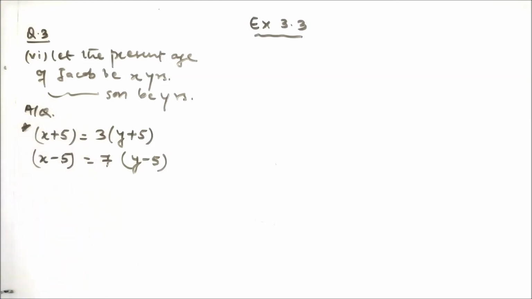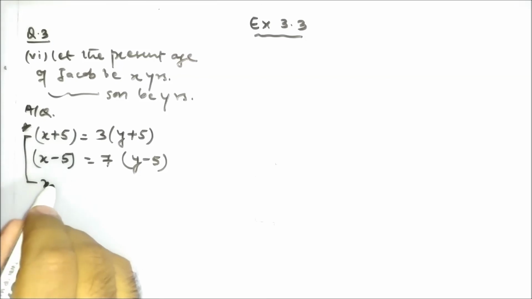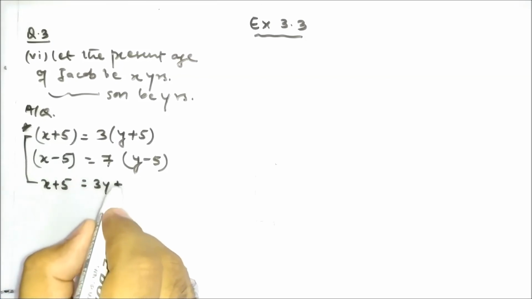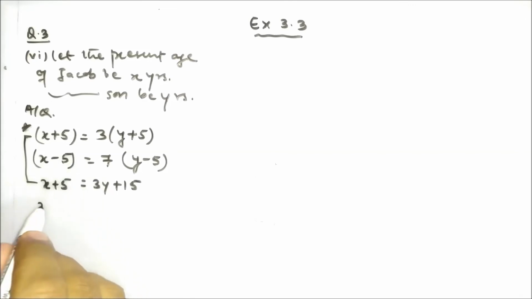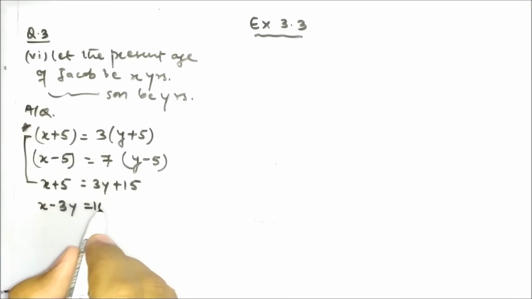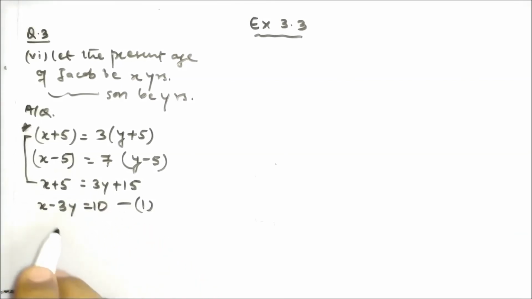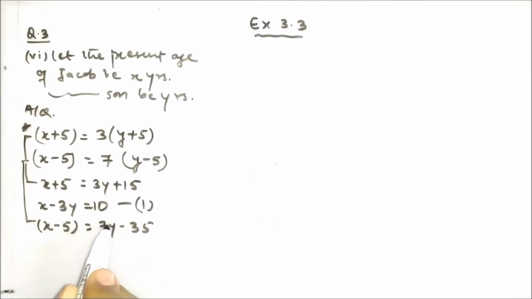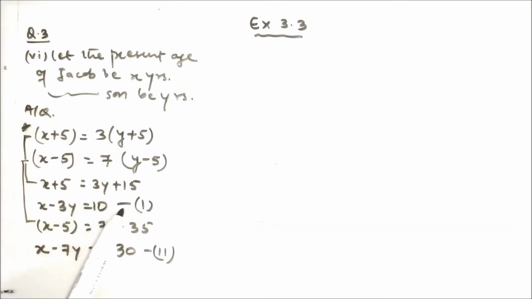So as we got these two equations, we'll solve them to get the simplified version. For the first one, it is x plus 5 is equal to 3y plus 15. Shift 3y to this side, it will be x minus 3y is equal to 15 minus 5, that will be 10. This is equation number 1. From the second equation, we'll solve: x minus 5 is equal to 7y minus 35. The 7y will come here, it will be x minus 7y, and 5 will go that side, it will be minus 30. This will be equation number 2. Okay, I hope you understood how we got equation number 1 and 2.